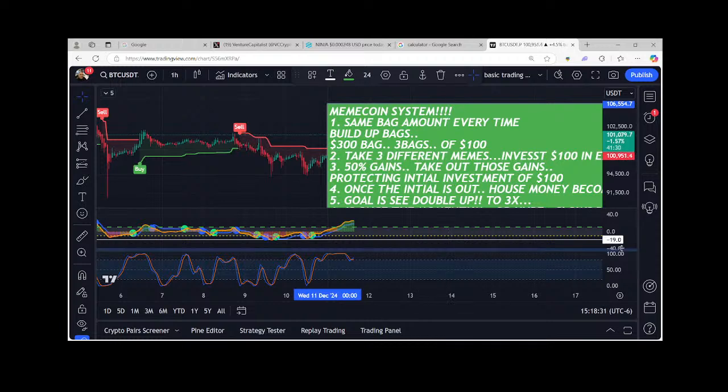So if you're in the meme coin system and you're joining us on this journey, when we ask you questions, you have to be following a very simple system like this, so that we understand when we're getting into meme coins.